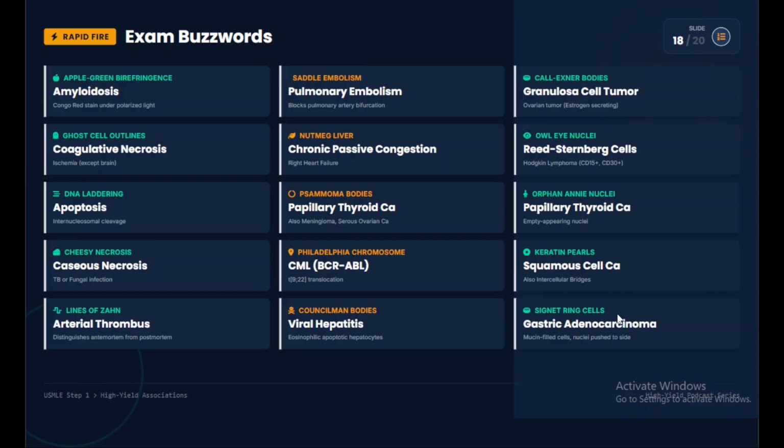I'm talking about the owl-eye nuclei. Owl-eye nuclei are seen in Hodgkin lymphoma. Keep this in mind. Orphan Annie nuclei are seen in papillary thyroid cancer. And keratin pearls are seen in squamous cell carcinoma, and the signet ring cells are seen in gastric adenocarcinoma.